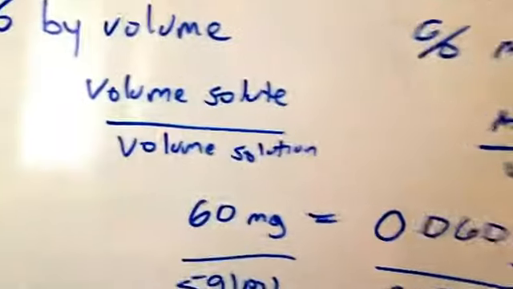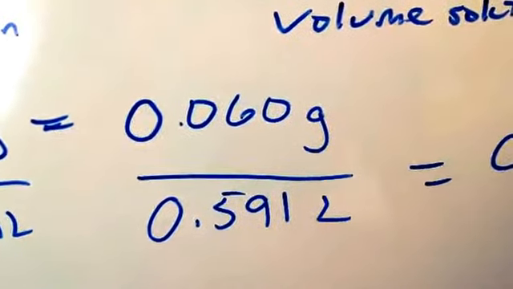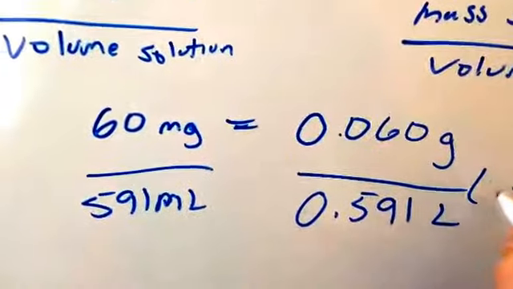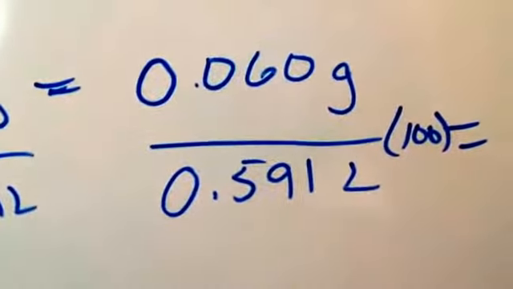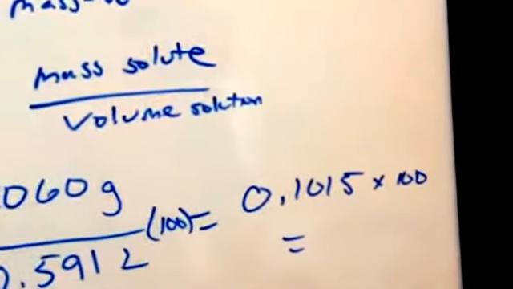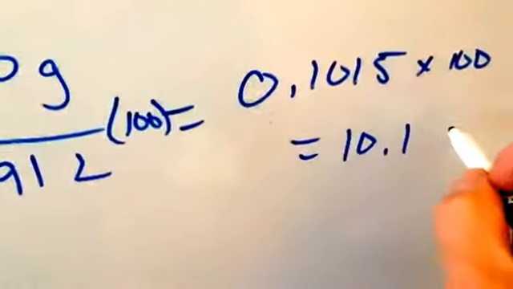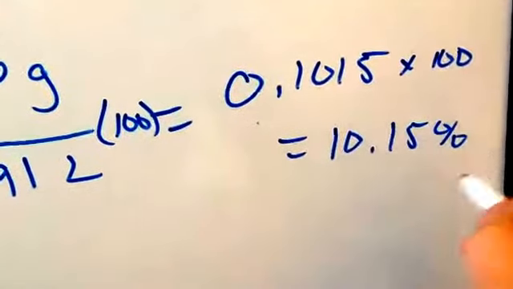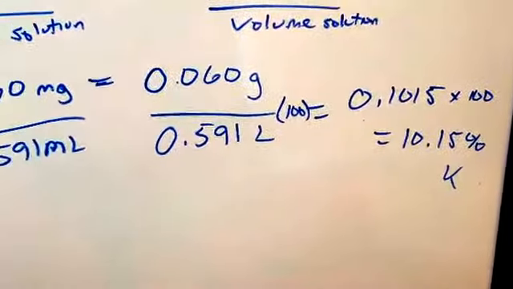I get 0.1015. But this is a percent, so I have to multiply it by 100. So times 100 in terms of percent, I get that this is 10.15%. Now I'm not worried about sig figs right now. Potassium in a mass volume percent. That sounds reasonably large. It does not.